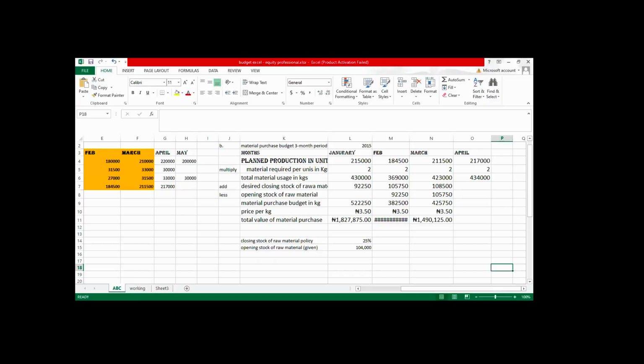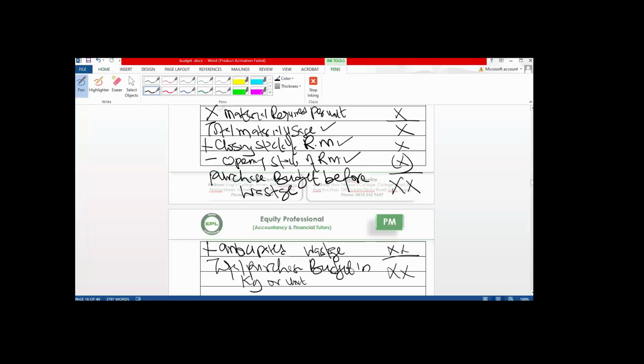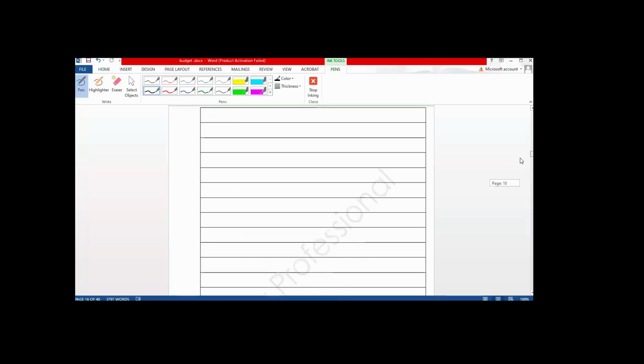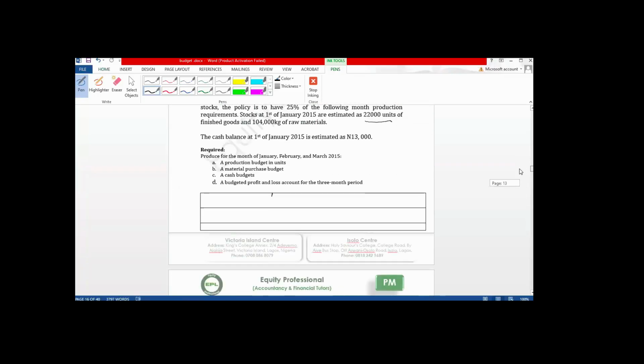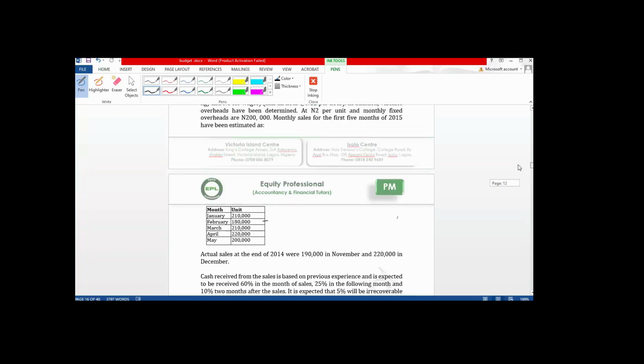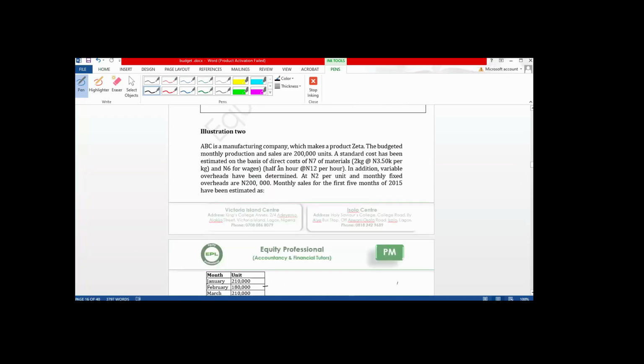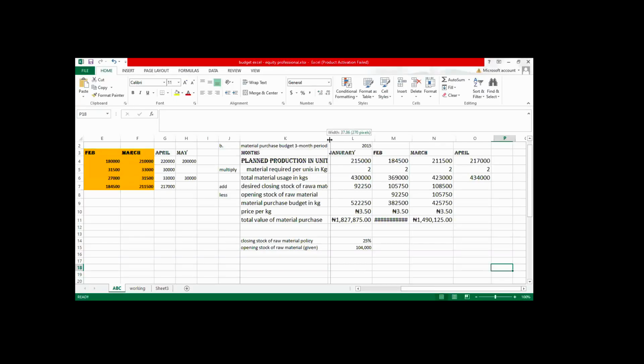Let's go back to the question. To produce 1 unit, look at it, please. Direct cost of 7 naira of material, 2 kg at 350 per kg. To produce 1 unit, you require 2 kg of raw material. Look at it here. Material required per kg.